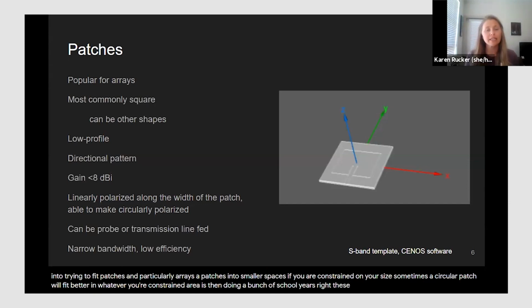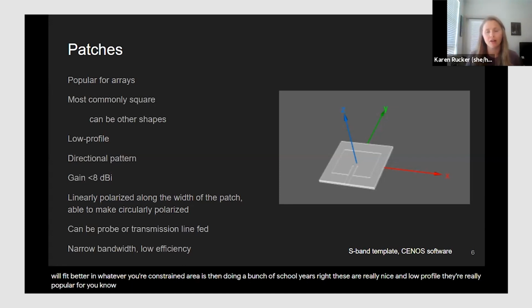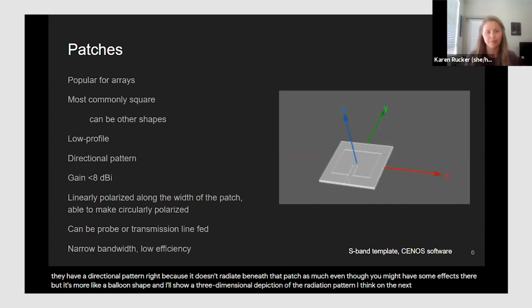These are really nice and low profile. They're really popular for spacecraft on the sides of rockets. You can make them conformal on a cylinder to do, say, student rocketry telemetry. They have a directional pattern, right? Because it doesn't radiate beneath the patch as much, even though you might have some effects there, but it's more like a balloon shape. And I'll show a three-dimensional depiction of the radiation pattern, I think on the next slide.